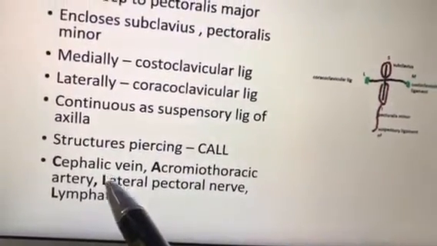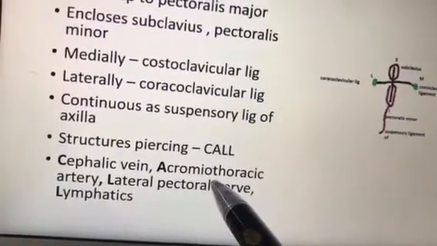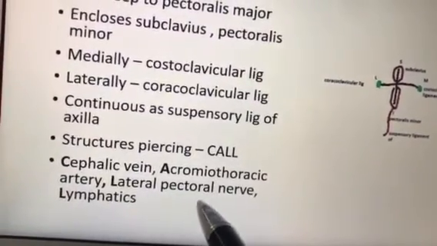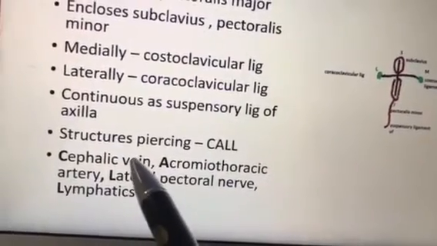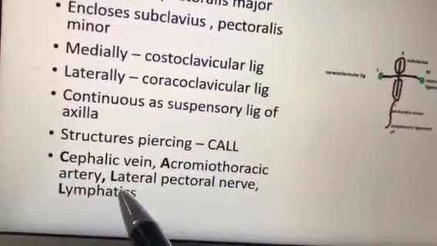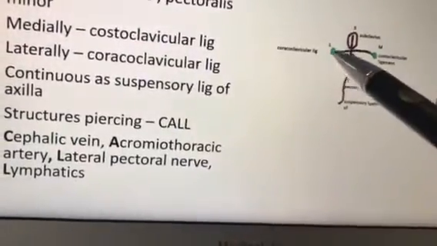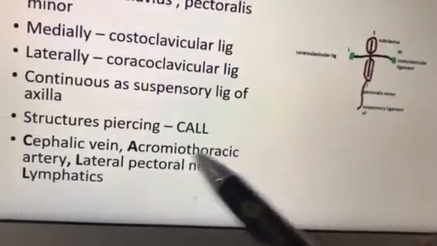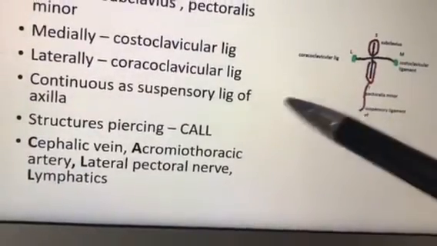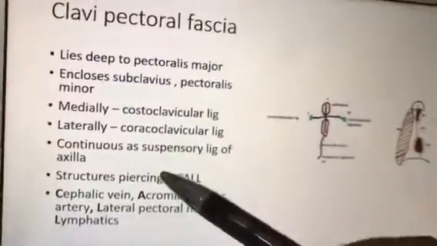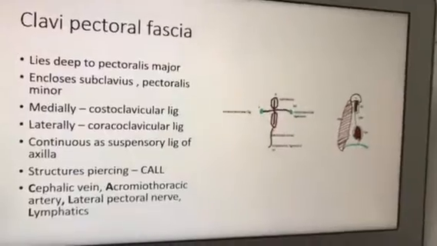C for cephalic vein, A for acromiothoracic artery, L for lateral pectoral nerve, and the other L for lymphatics. So the cephalic vein and the lymphatics are going inside, and the acromiothoracic artery and the lateral pectoral nerve are coming out through the clavipectoral fascia. So these are the key points for the clavipectoral fascia, right?